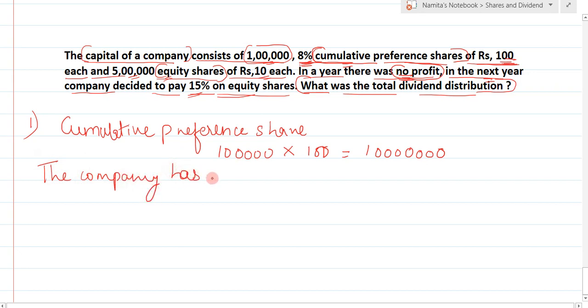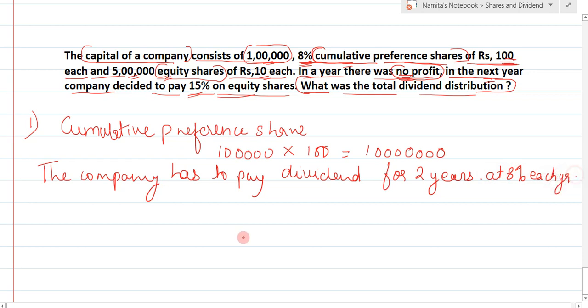So that's why the company has to pay dividend for 2 years at 8% each year. That means in total for 1 year 8%, for second year 8%. That means total dividend is 16%. Okay. So for 1 year it is 8%, next year 8%. So 8 plus 8, 16% dividend.